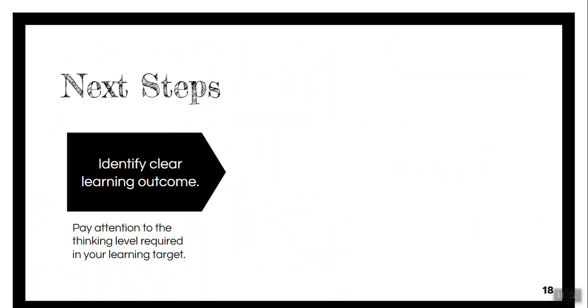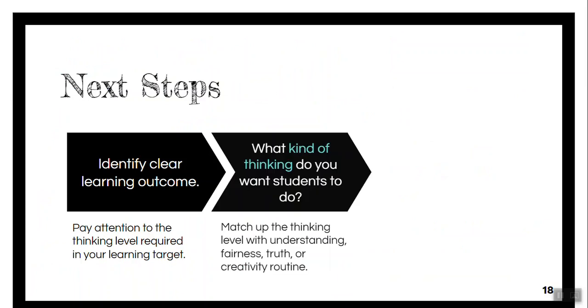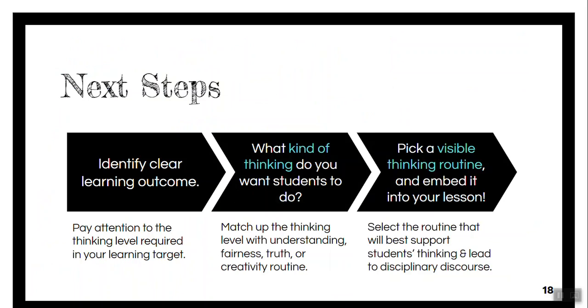Now that you've practiced a few visible thinking routines, we're going to take a look at some next steps. When you're thinking about bringing in more speaking opportunities through visible thinking routines, first you're going to want to identify a clear learning outcome for your lesson. Pay attention to the thinking level that's required in your learning target. So you want to take a look at your standard and match that up with what kind of thinking you want your students to do. So match up the thinking level with either understanding, fairness, truth, or creativity routine. And you'll have some options to choose from in work time.